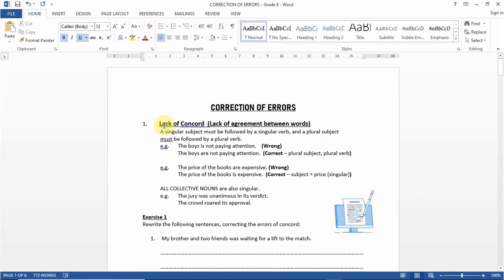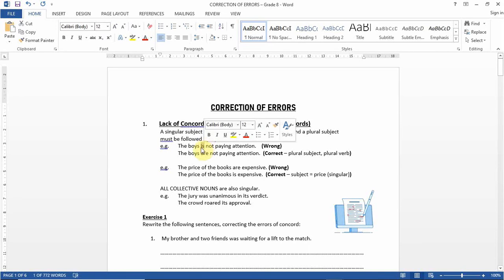Okay, so the first one is lack of concord, or lack of agreement between words, essentially between the subject and the verb. So if a subject is singular, it represents one entity, then the verb must be singular as well. If it's plural, then the verb must be plural. So let's look at the example. The boys is not paying attention. Now the boys is more than one boy, okay, so that's plural, but then is is a singular verb.